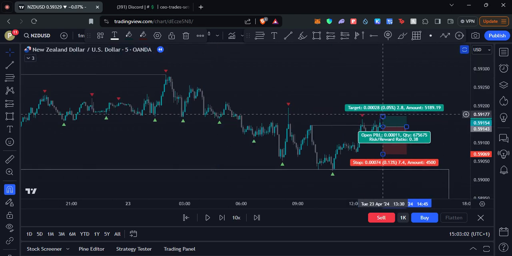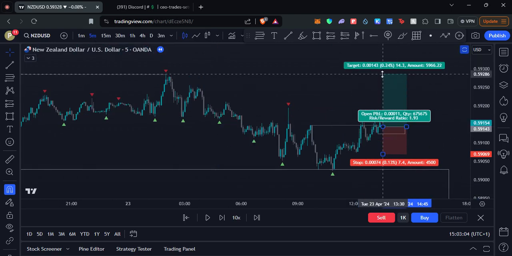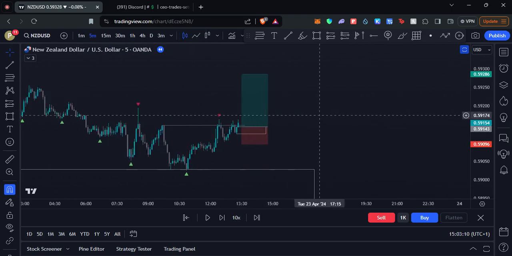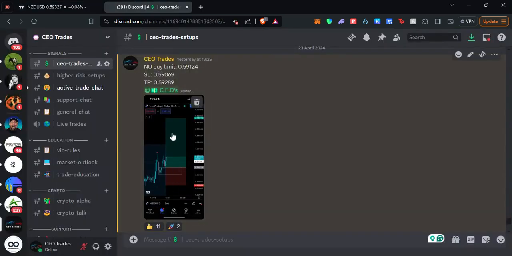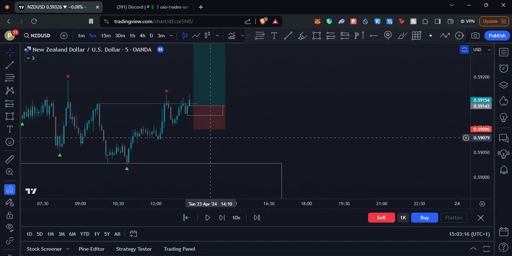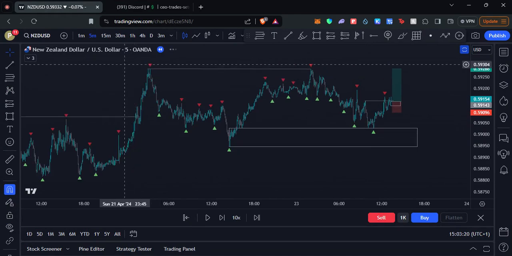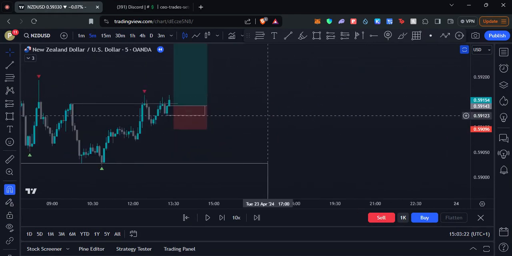And then we were targeting that trend line liquidity that we had marked up earlier on in the day. And the stops were just below here, as we can see. So this is how I sent out the trade. As we can see right there, it was a buy limit at 0.59124. Stops just below the low. And we were targeting this liquidity that we had identified earlier on in the day.